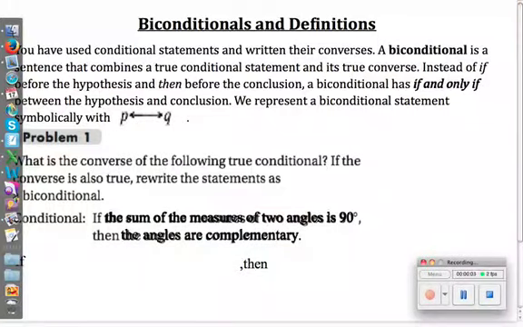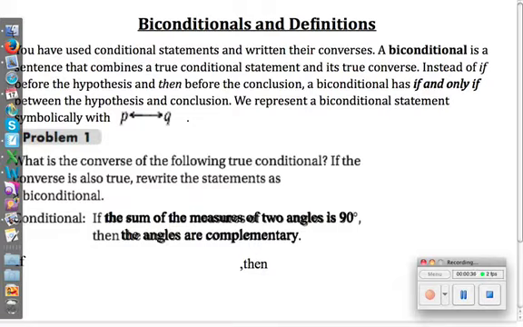Yesterday and the day before, when we were talking about conditional statements, we were talking about taking the converse of those statements and deciding whether the truth value of those statements was true or false. That was to build up to today's lesson where we're talking about biconditionals. A biconditional is basically what it sounds like. It's two conditional statements smushed down into one. Very important, they are converses of each other and they are both true.